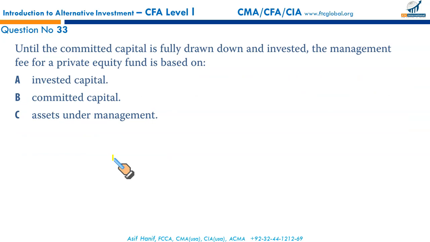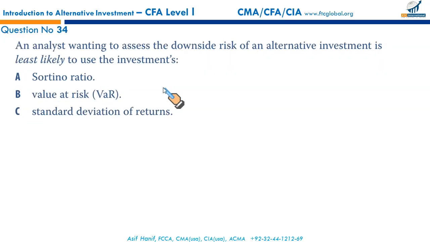Next, until the committed capital is fully drawn down and invested, the management fee for a private equity fund is based on invested capital? No. The management fee for a private equity fund is based on the committed capital, not invested capital, right? So it's going to be B, committed capital. That makes B to be the correct option.